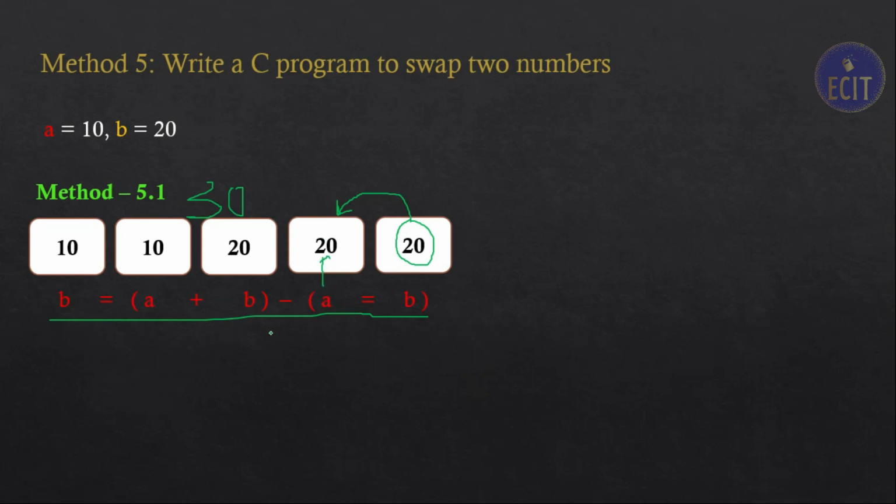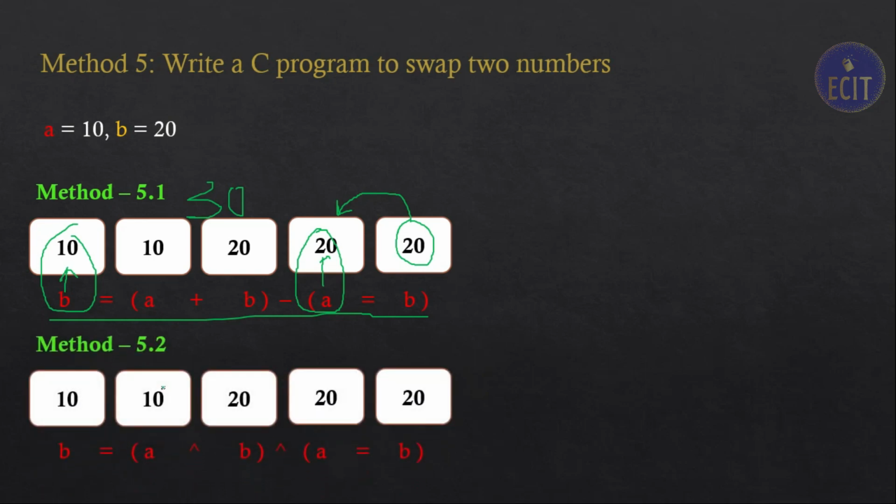Now it will perform the subtraction. So 30 minus 20 is what? 10. So that's why we have B equal to 10. You can see that B equals 10 and A will be updated to 20. So this is how it will get swapped within a single line of code. There is a second method also, so let's talk about that.